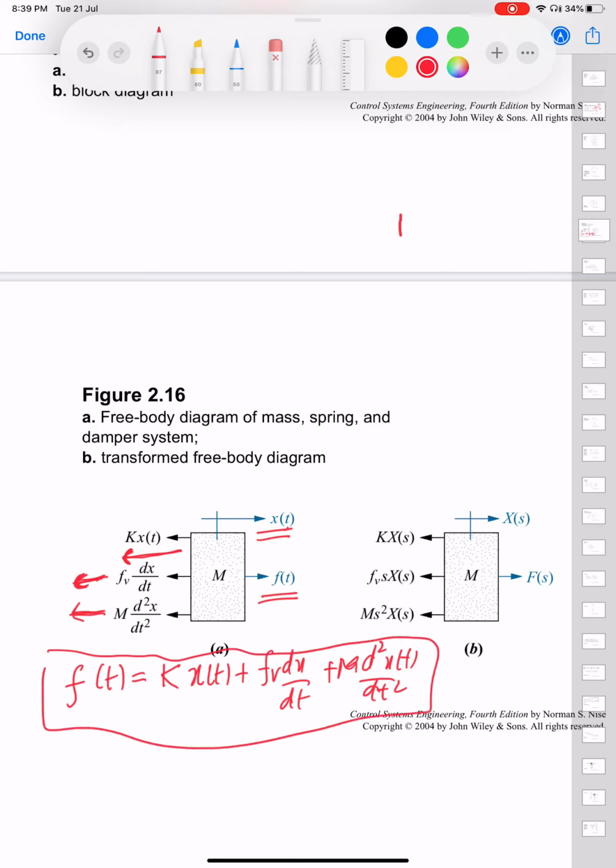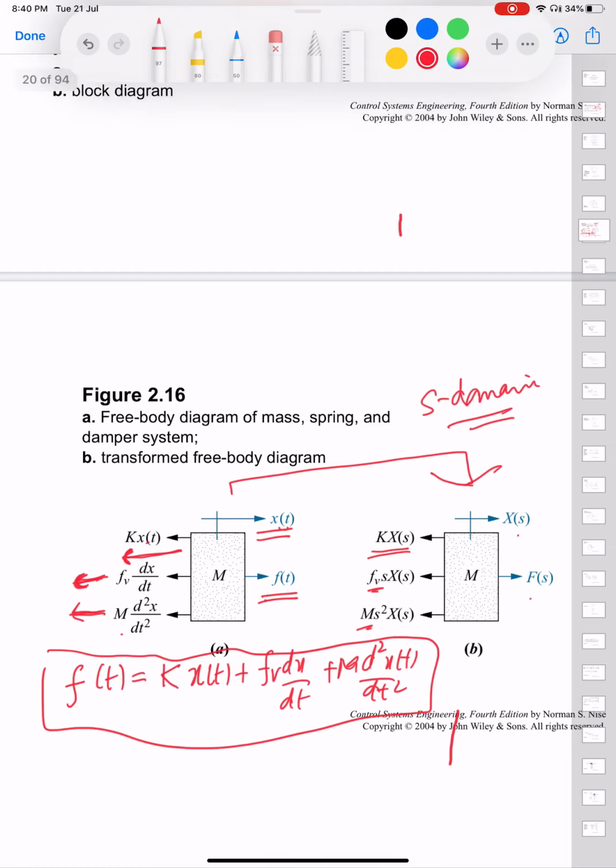And instead of writing the differential equation and then converting it into the S domain, what you can do is, like what we did for circuits, you can actually make the free body diagram. The free body diagram is actually all the forces you are showing together. You can draw the free body diagram in the S domain, right? So x(t) becomes X(s), f(t) becomes F(s). And this k x(t), the transformed equation becomes k X(s), and the derivative becomes s times Fv, and the double derivative s squared m.